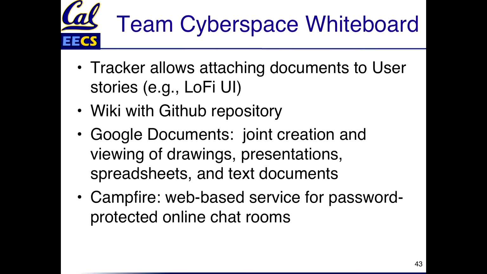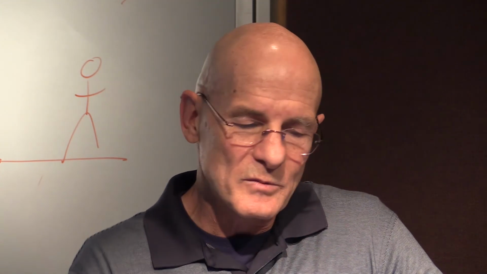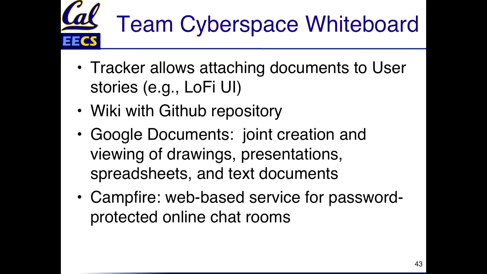Now, to do this work as a team, besides tracking what's going on, you're going to need some space to work, so let me talk about that here. Pivotal Tracker does allow you to attach documents, so user stories can have documents associated with them. You may know there's a wiki associated with your GitHub repository, so that's another place for your team to work. We use Google Documents a lot, with teams of people developing drawings, presentations, spreadsheets, all that stuff. It's easy for the group to work on them. And if you want chat rooms, an open source one is called Campfire, where you can have password-protected chat rooms for your team. These are things your teams might want to use now that you're going to start working with customers.